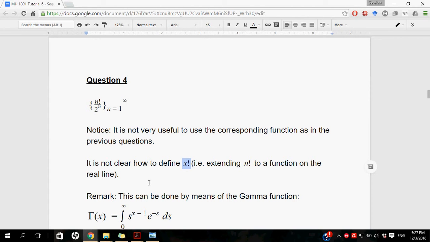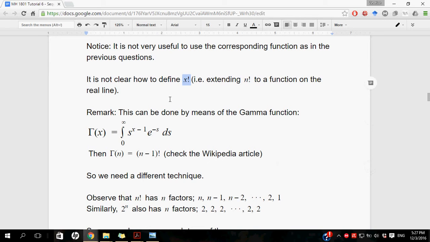A remark here is that it is possible to define a function that does extend n factorial to a function on the real line. It is precisely the gamma function, given by this integral: the integral from 0 to infinity of s to the power of x minus 1 times e to the minus s. Note here that we are integrating with respect to s, and in this formula x is a constant, and this would define the gamma function.